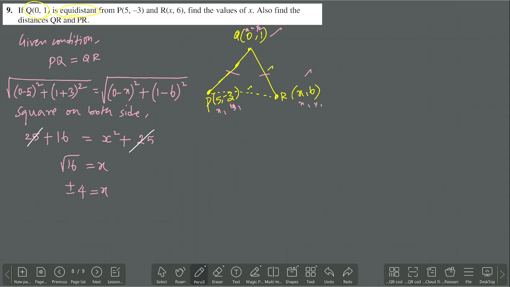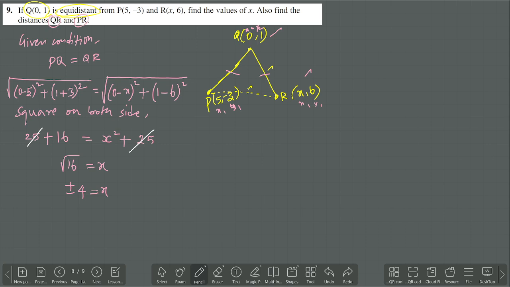So here you should be very careful, because if you are taking only one x for finding PQ, you will be getting one distance. If I am taking a double x value, I will be getting 2 distances. So 2 cases are there. Then we have to find 4 distances. But they asked to find how many distances? 2 distances.